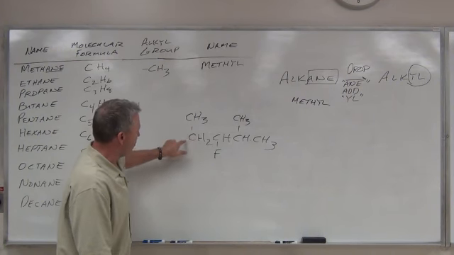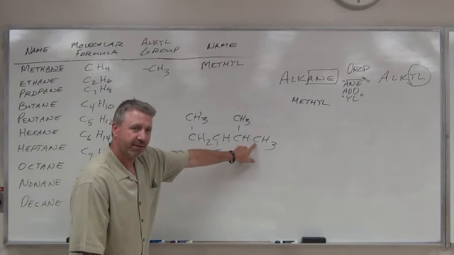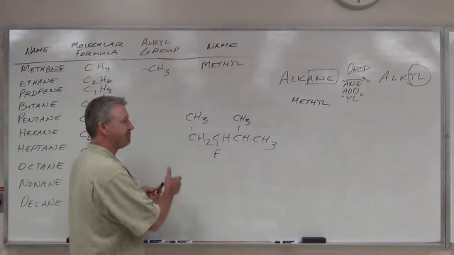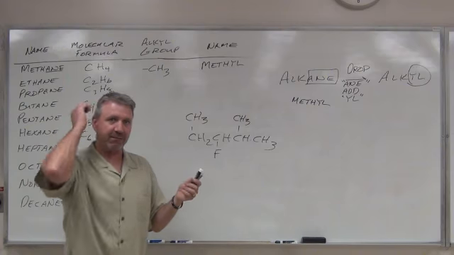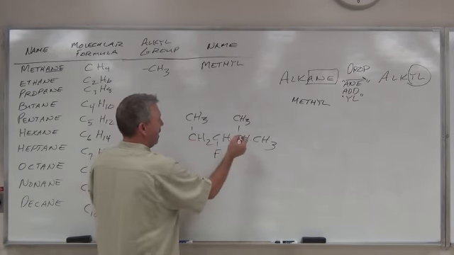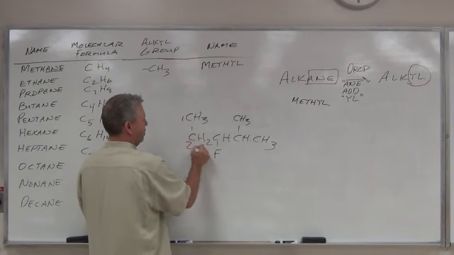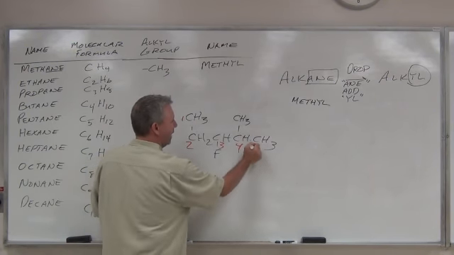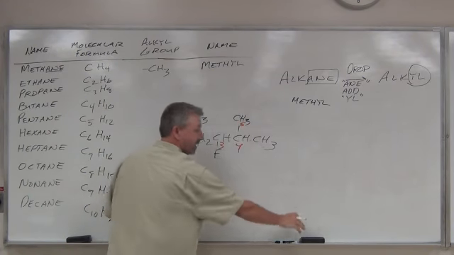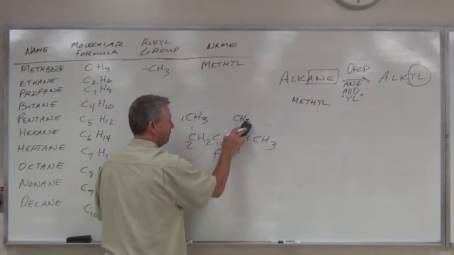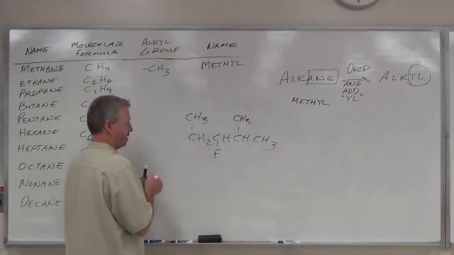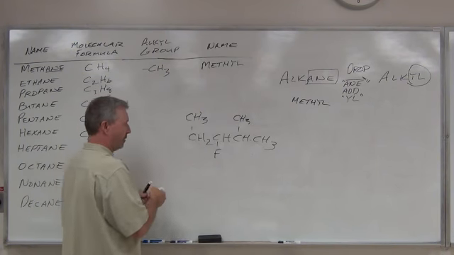Longest chain, 1, 2, 3, 4, 5. 1, 2, 3, 1, 2, 3, 4, 5. It doesn't matter. If you have a long chain length of 5, then you can count it 2 different ways. I could go here for 5, or I could go here for 5. It doesn't matter. It won't change the name. Okay? So if I look at this, what's my longest continuous chain? It's 5. I can only number it in 2 directions.